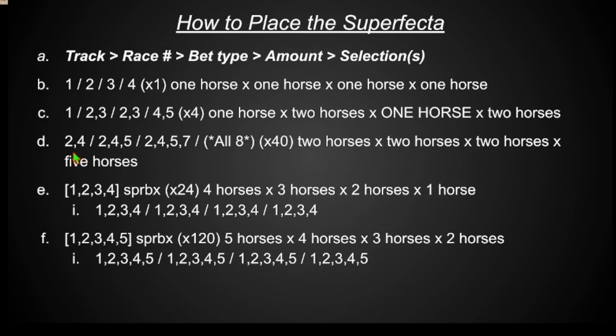Golden Gate Fields, race number 1, superfecta for 10 cents, 2, 4 with, 2, 4, 5 with, 2, 4, 5, 7 with all. Golden Gate Field, race number 1, superfecta box for 10 cents, 1, 2, 3, 4. Multiplier times 24, that'd be $2.40 bet.